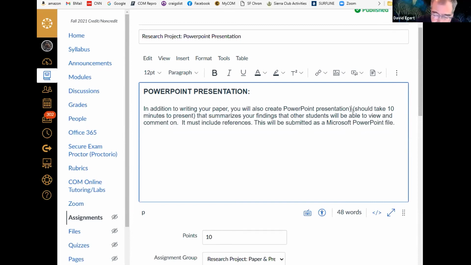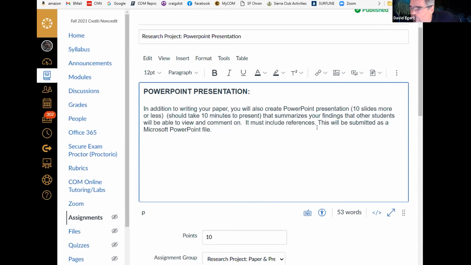And I can say, how about maybe 10 slides more or less? So the 10 and 10 work on both of those. It could be more or fewer slides. Don't make it longer than 10 minutes to present, because otherwise we're going to run out of time. This is a hard limit.